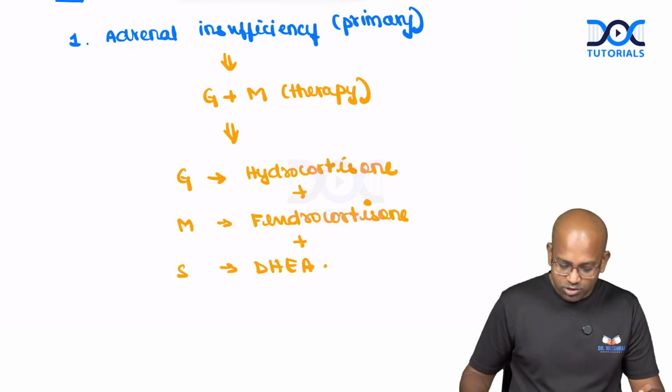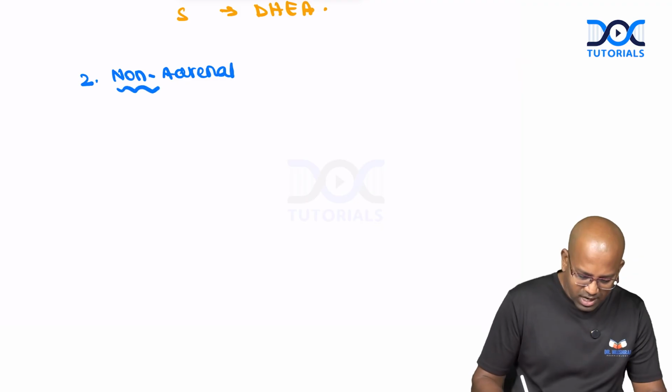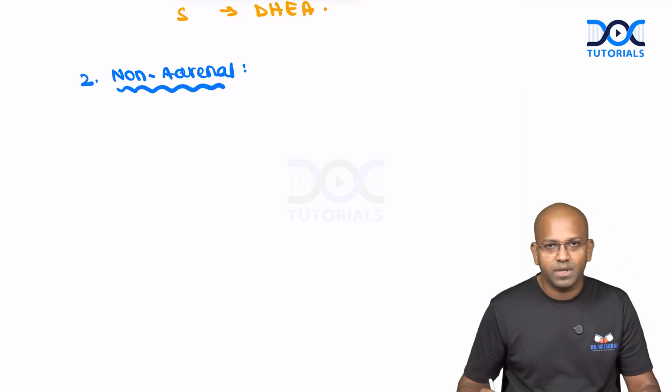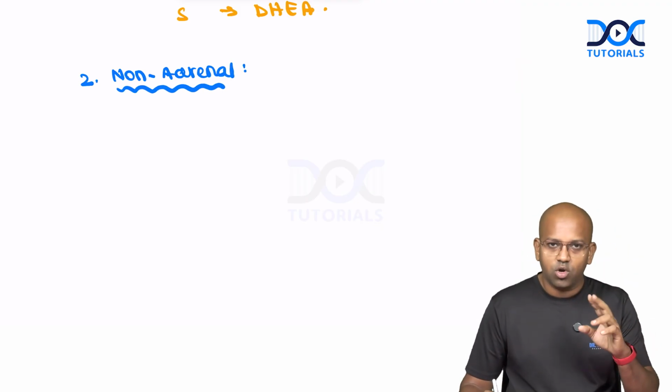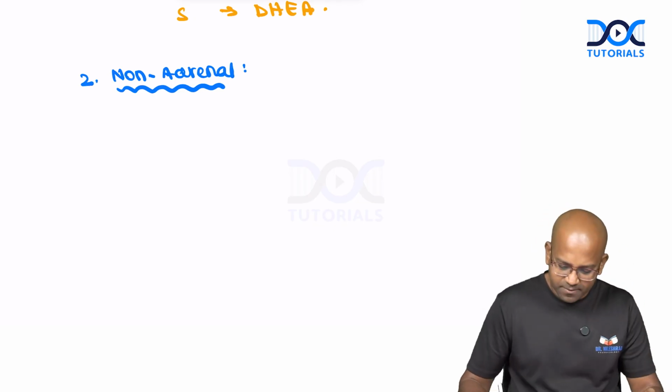The next is the most important use. What are the other uses of it? We can call them non-adrenal uses of steroids. From the head till the toe, a lot of different uses are there. We're just going to remember it in the same sequence.